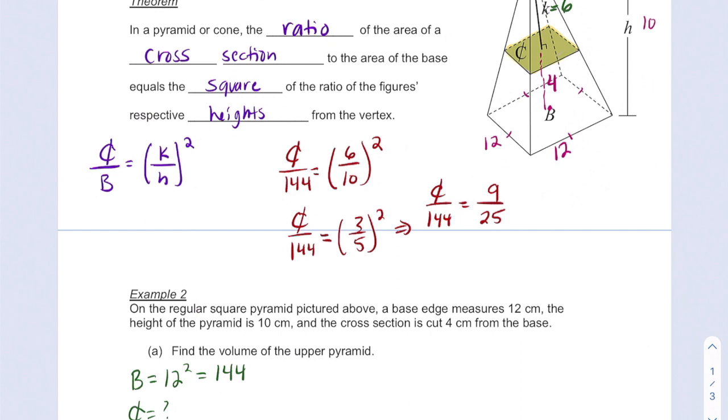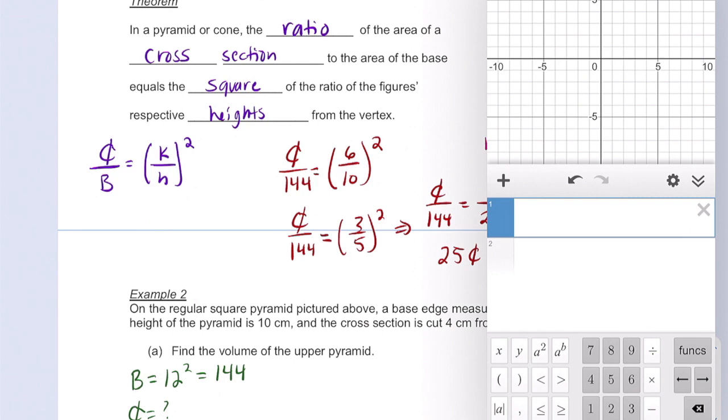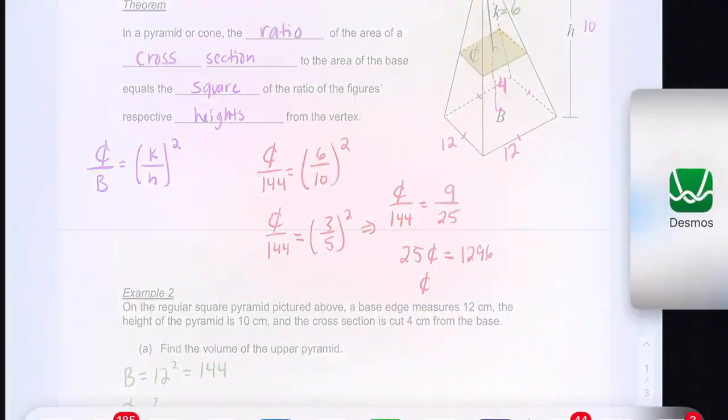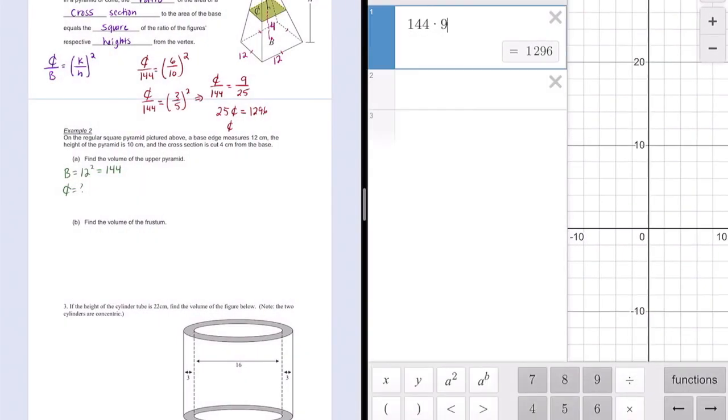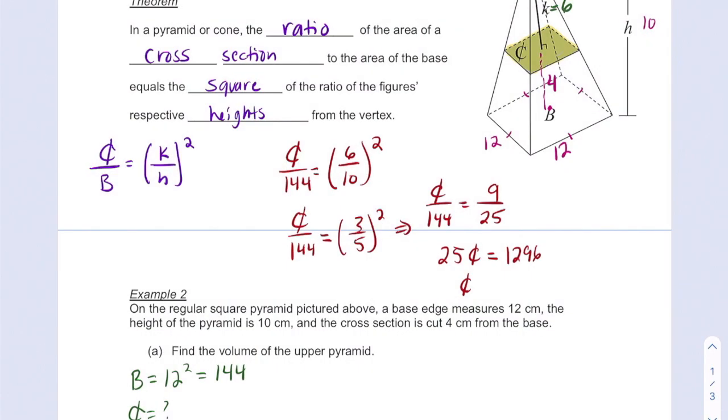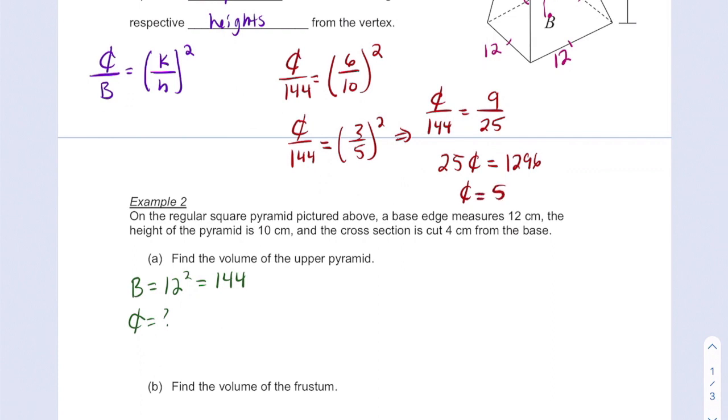Now let's cross multiply. That makes 25 times my cross section equal to 144 times 9, which is 1,296. And so then divide by 25. And that makes this 51.84, and that is exact. So we'll call this 51.84. And so now we have the area of our cross section and we know our height.